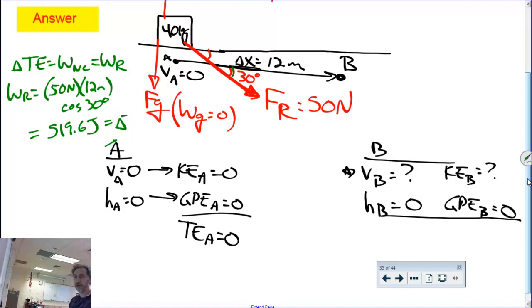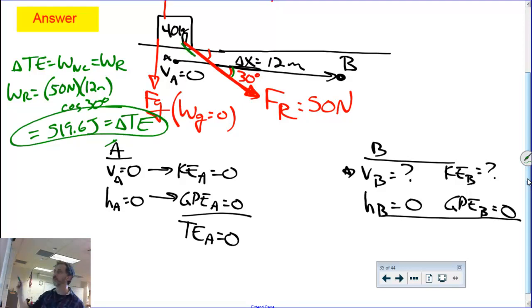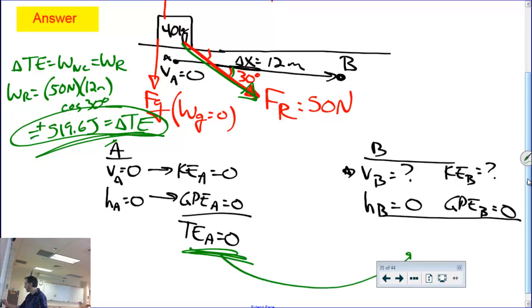That's our change in total energy. Because Roy was pushing on the box, that's our non-conservative force. The work that he does tells us how much energy we, in this case, gained, because we got a positive answer. So if at point A we had 0 energy, and we gained 519.6, that means our total energy at point B has got to be 0 plus the 519.6 we gained.